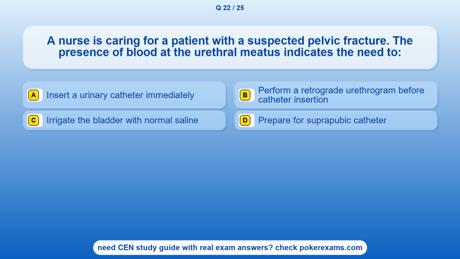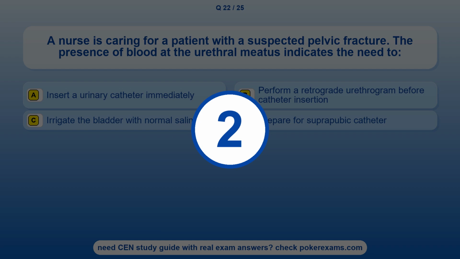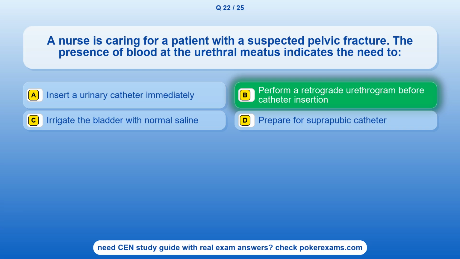Question 22. A nurse is caring for a patient with a suspected pelvic fracture. The presence of blood at the urethral meatus indicates the need to option A, insert a urinary catheter immediately. Option B, perform a retrograde urethrogram before catheter insertion. Option C, irrigate the bladder with normal saline. Option D, prepare for suprapubic catheter. The correct answer is option B, perform a retrograde urethrogram before catheter insertion.